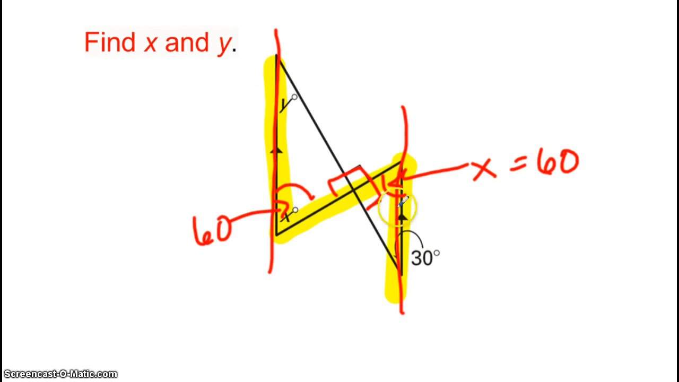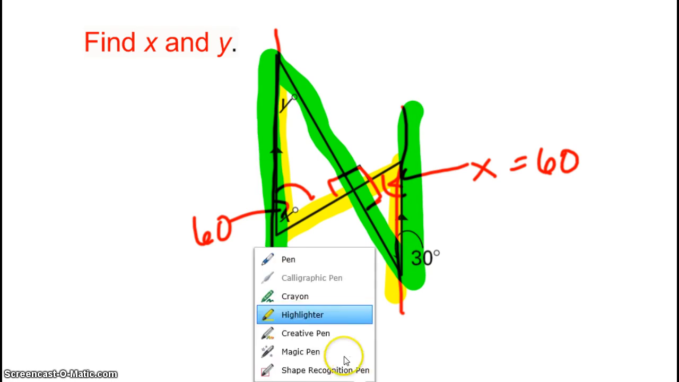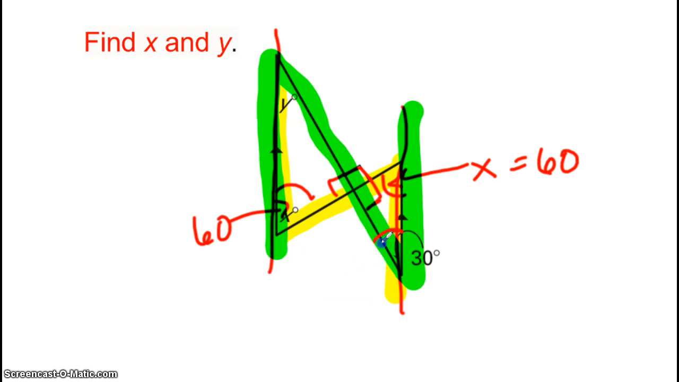All right. You could also do it going the other direction. If I bring up, let's say, a green highlighter, okay? If I trace out my y, follow down the transversal and up, you would see that the angle marked as 30 degrees, that one we were just talking about, is actually alternate interior with y. So y is 30. You could have gotten it that way, or you could have used the sum of the angles of the triangle, but either way, we still get the x value is 60, y value is 30.